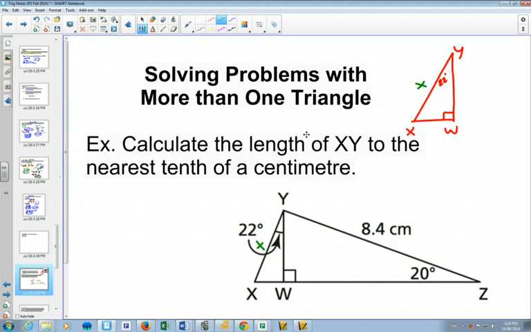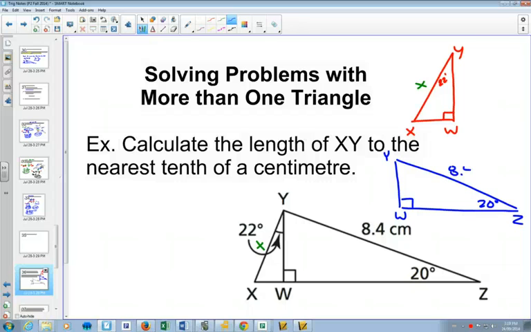However, if I look at the triangle WYZ, I'll draw it here in blue. WYZ, I know this is 20 degrees, I know this is a 90 degree, and I know this hypotenuse is 8.4. Can you see in that triangle that you have 3 pieces of information and one of them is a side? So we could solve for that whole entire triangle if we wanted to. That's what we were doing in this last unit. Solving a whole entire triangle, you could find all the angles and all the sides. However, this question, we just want to find x. It didn't say solve for everything. You could if you wanted to, but you just have to find x.